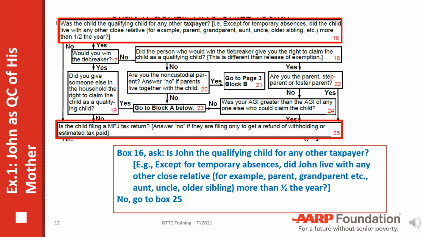Box 16, is John the qualifying child of any other taxpayer? For example, except for temporary absences, did John live with any other close relative, perhaps a parent, grandparent, etc., aunt, uncle, older sibling, for more than half the year? So was John the qualifying child of any other taxpayer for more than half the year? The answer to this is no, and that sends us to box 25.